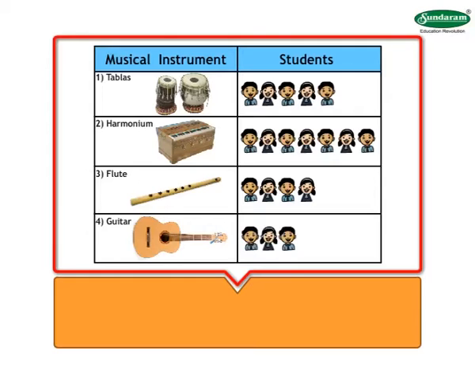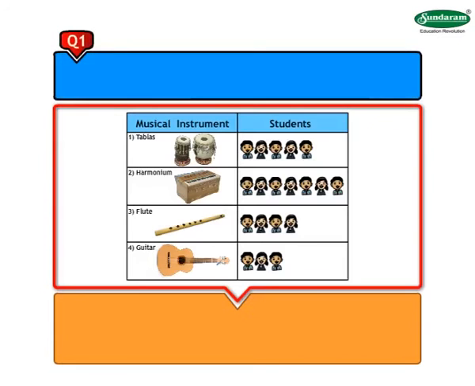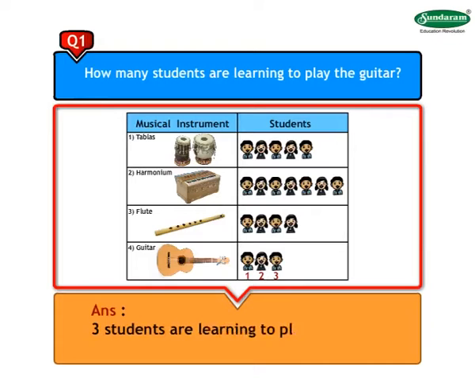Now, let us have a look at the questions asked and let us try to answer them by observing the given table carefully. Question 1. How many students are learning to play the guitar? Solution. As we can count 3 students shown standing beside the guitar, the answer is: 3 students are learning to play the guitar.